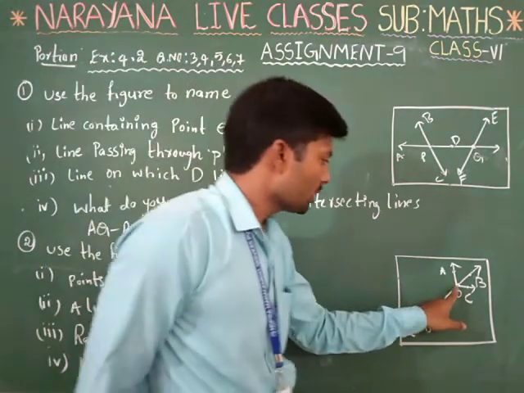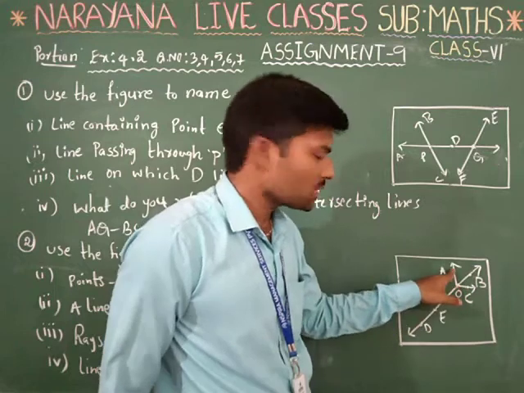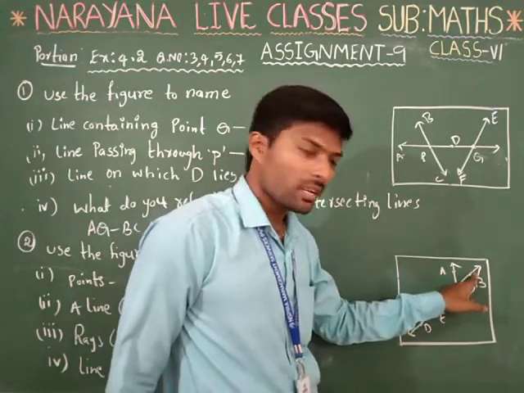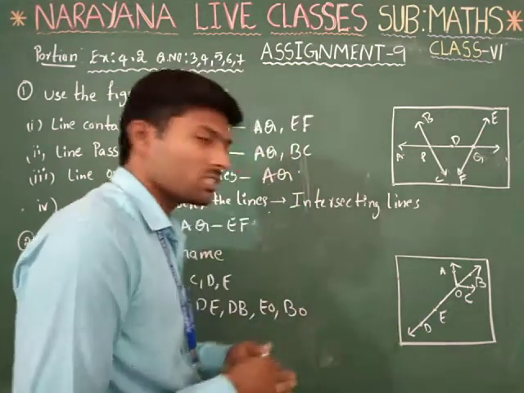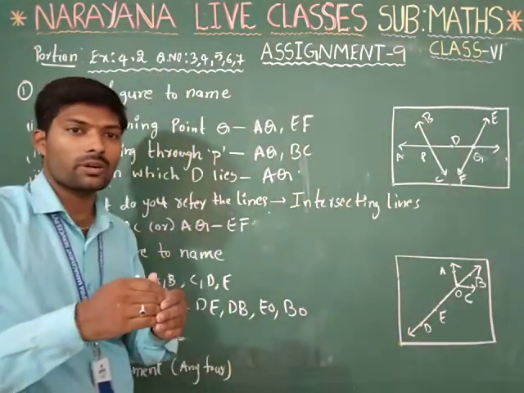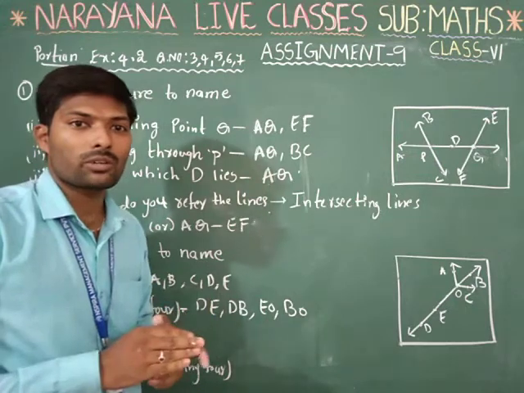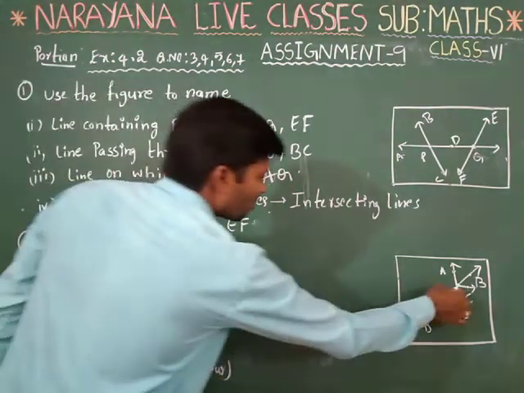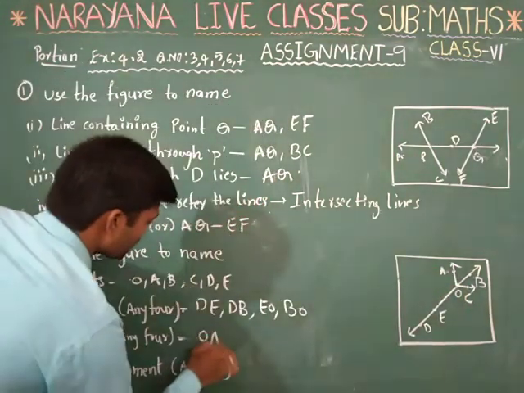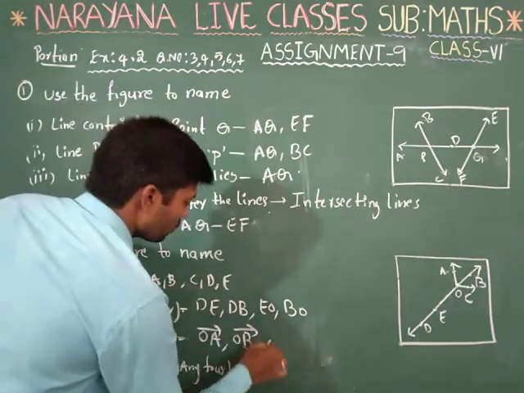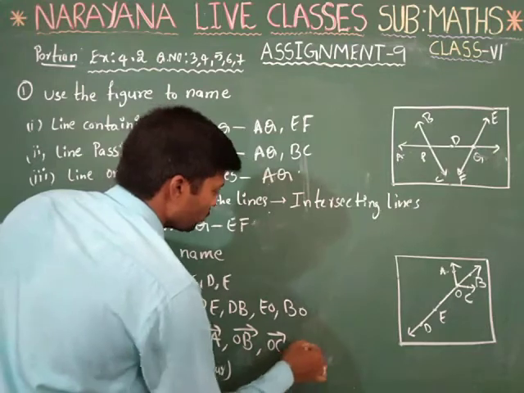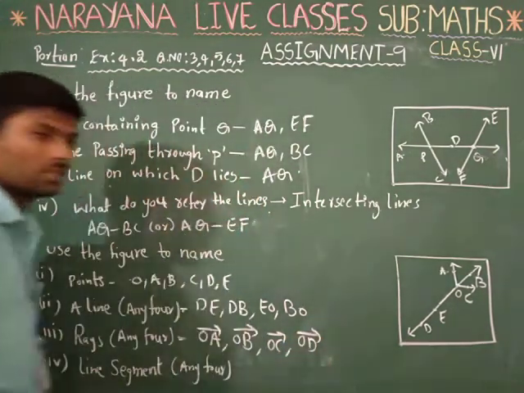And next, we have to write any 4 rays from this figure. Take the point O, so OA is 1 ray and OB is 1 ray and OC also 1 ray and OD also. What is the definition of a ray? Having only one fixed point, and there is no ending point. Like this we can take OA as 1 ray and OB as 1 ray. Next OC and OD also are rays.